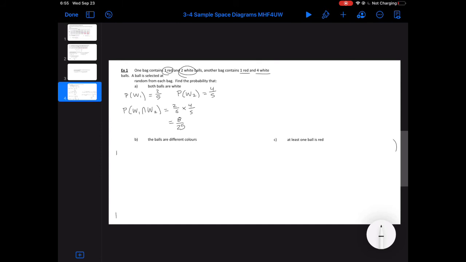The next one is figuring out what's the chance that the balls are going to be different colors. We have 2 situations where they're going to be different colors. So the first situation is if we get a white from bag 1, and then we get a red from bag 2. The second situation is a probability for red in bag 1, and then white in bag 2.